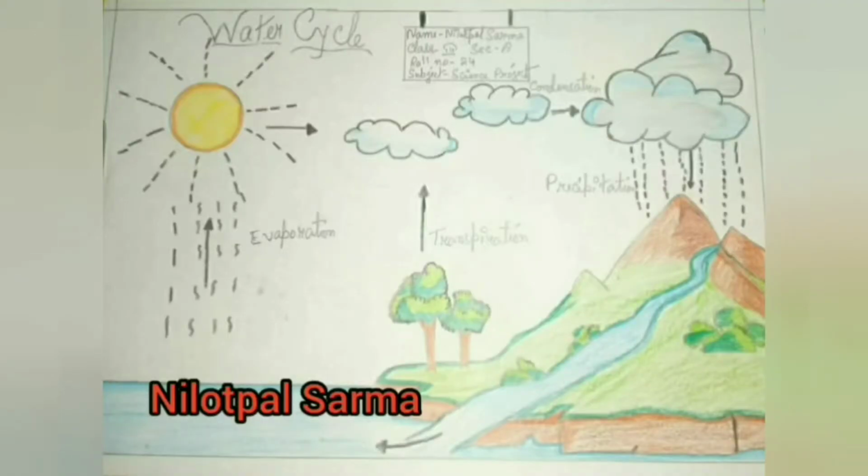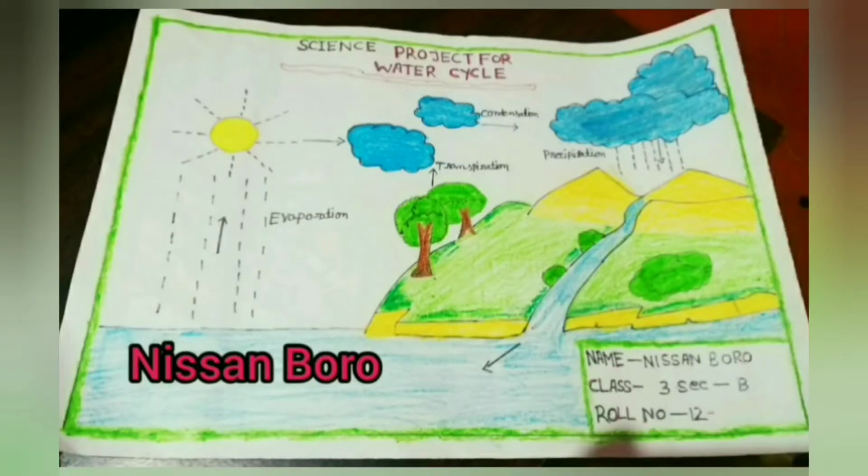Okay, now this one, Nilotpal's science project. And he has drawn a natural view to make us understand the stages of the water cycle. It's really a good one. Keep it up, Nilotpal. Here is one more good work and it has been done by Nishan and he has drawn it very beautifully, and I must say well done, Nishan.